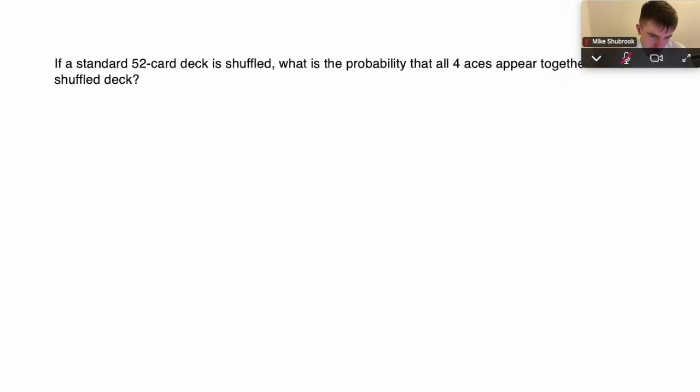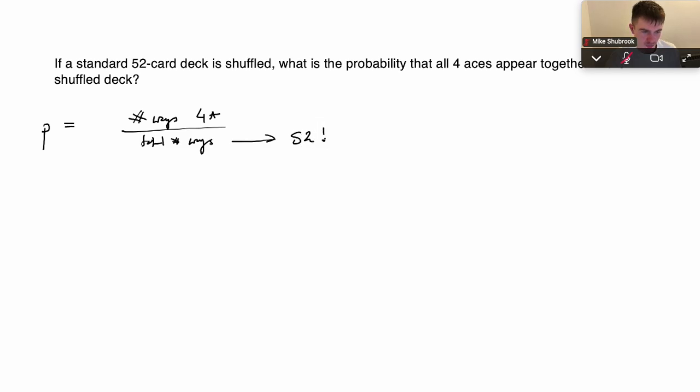So we shuffle a standard 52 card deck. What's the probability that all 4 aces appear together in the shuffled deck? So the probability of this happening is the number of ways that the 4 aces are together, divided by the total number of ways of rearranging these 52 cards. The total number of ways of arranging these 52 cards is easy, it's just 52 factorial. But how do we count the number of ways where the 4 aces are together?